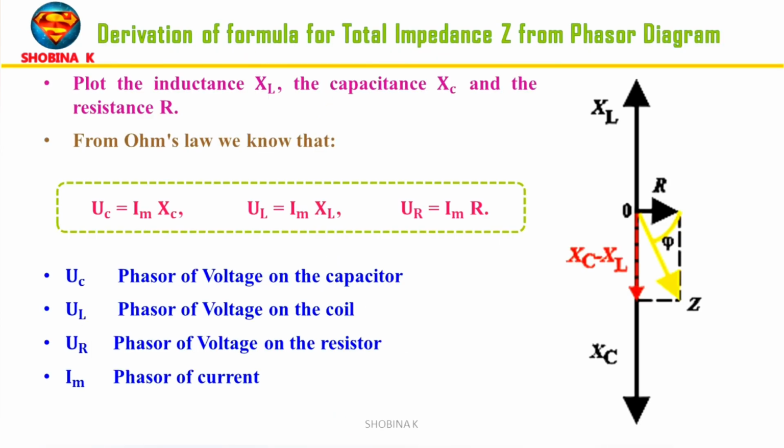Next we will derive a formula for the total impedance Z from the phasor diagram. To get the total impedance Z from the phasor diagram, instead of using the voltage on the individual components, we plot the inductive reactance XL, the capacitive reactance XC and the resistance R. From Ohm's law we know that UC equals Im times XC, UL equals Im times XL and UR equals Im times R. Since the current through all the components is the same, the impedances of the individual elements are proportional to the voltage. So we can draw the diagram similar to the voltage phasors.